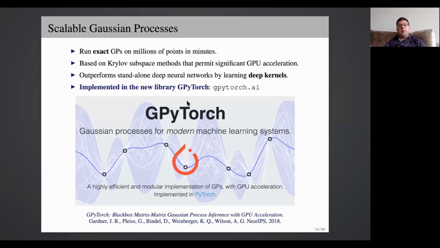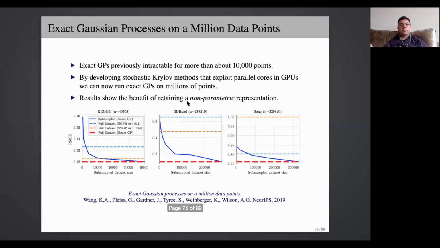This is really quite a big step up from exact Gaussian processes on thousands of points, which has historically been a limitation. And we see that when we use these exact methods, we see a big benefit to the non-parametric representation corresponding to these kernels that have infinite basis expansions, such that as we increasingly see more data, we are still very significantly improving in accuracy.